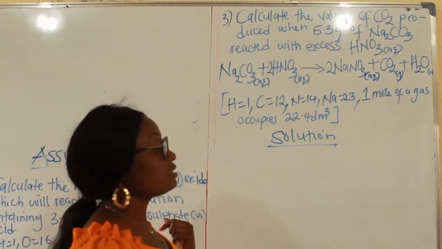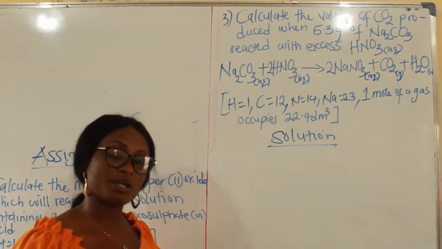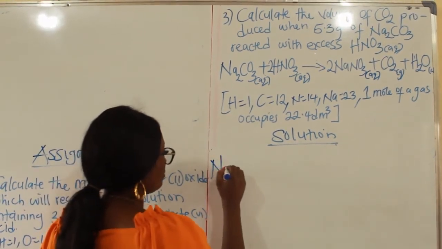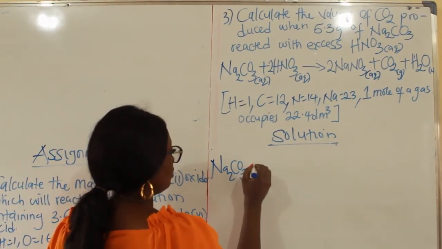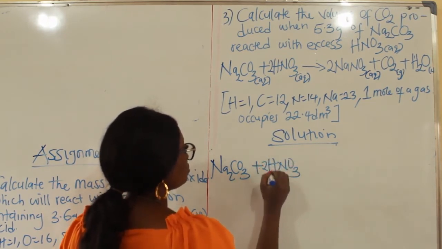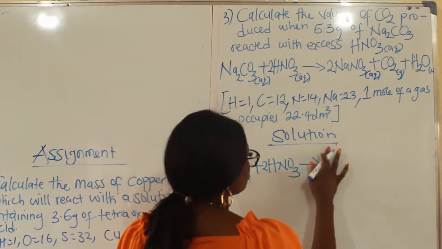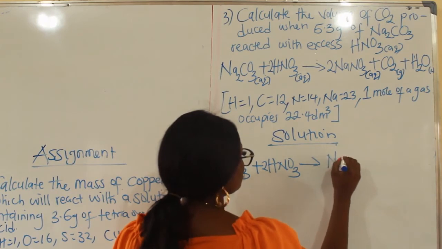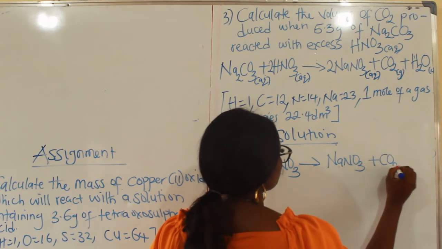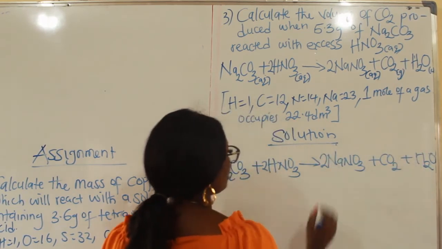Now, from what I told you in the last one, the first thing you will do is to write down the equation of the reaction. So let's write it down now. Bring it down. Sodium carbonate plus nitric acid gives sodium nitrate plus CO2, and then water. Okay, then there's 2 here.